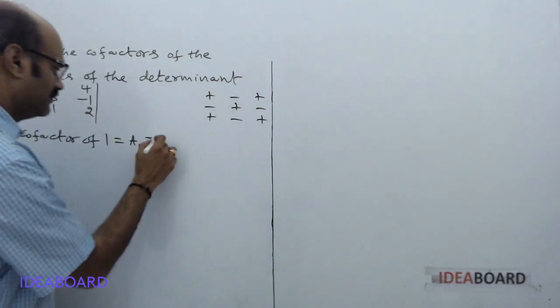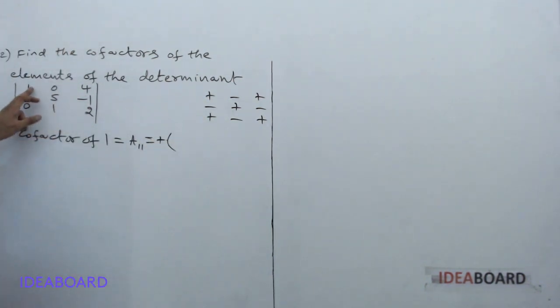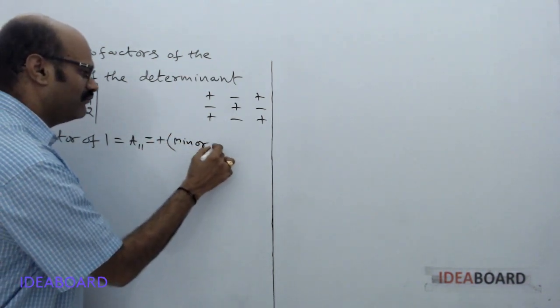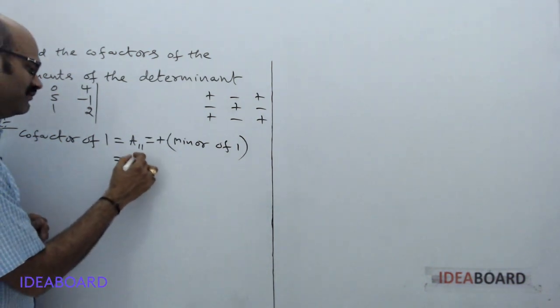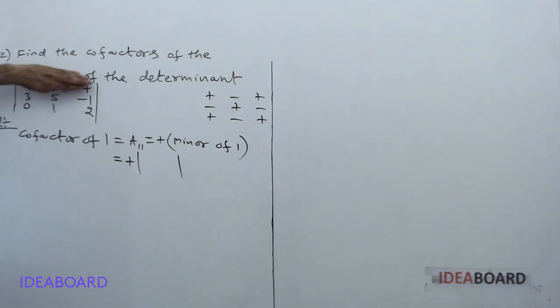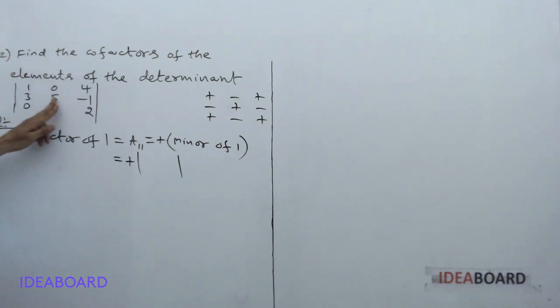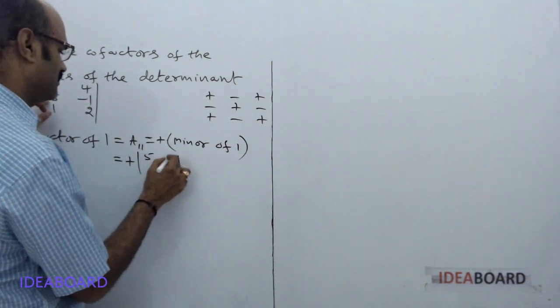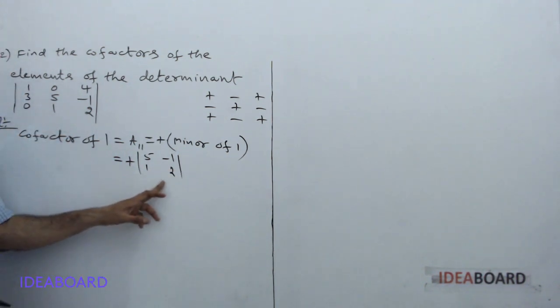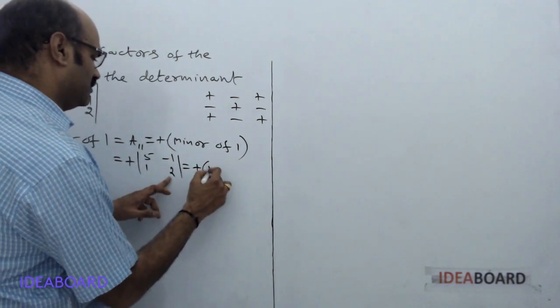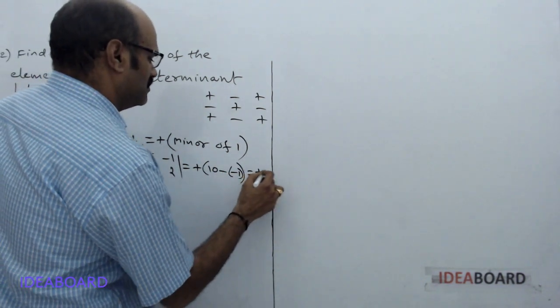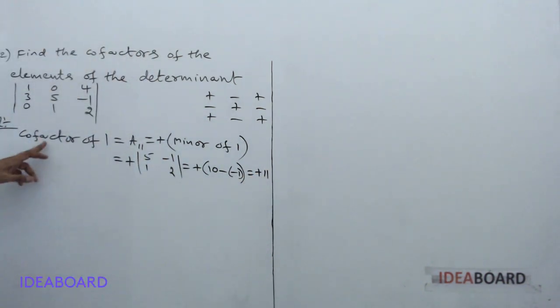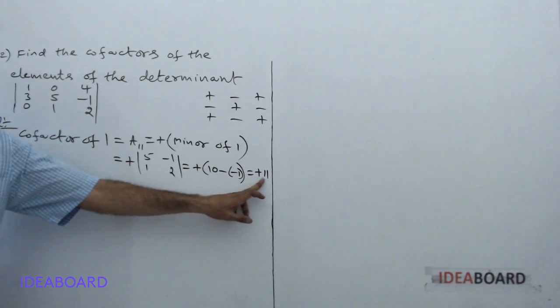So we have plus here into minor of 1. Plus of minor of 1 equal to, the element 1 lies in first row and first column. So we have to remove first row and first column. Remaining elements are 5, minus 1, 1, 2. So we need to find the value of this: plus 5 into 2, 10, minus 1, so equal to plus 11. So the cofactor of 1, A11, equals 11.